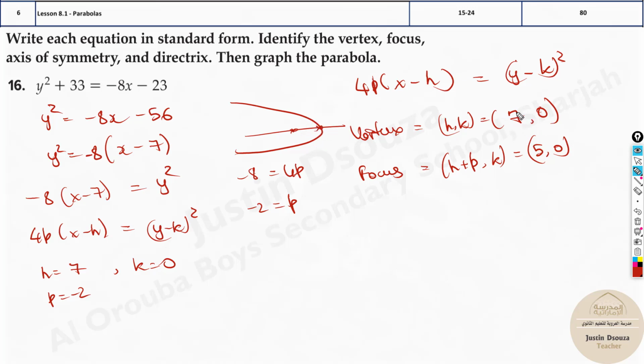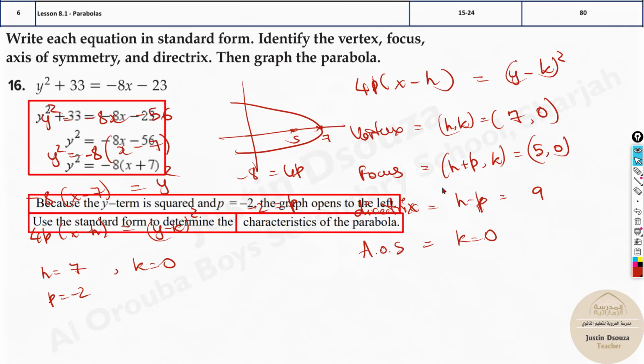5 comma 0. This is not an accurate graph, but just a rough one. If you want to do it really properly, you can draw it like this, and then mark the points 7, 5 and everything. The rough sketch is more than enough. Now what next? There is directrix. Directrix will be over here. See, this we did h plus p, right? Now just do h minus p. What is the value? So h is over here 7. Minus of minus 2, it will be 9. And then axis of symmetry. Axis of symmetry, that will be basically k value over here. k is equal to 0. So these are your answers, and then you can easily graph it up.